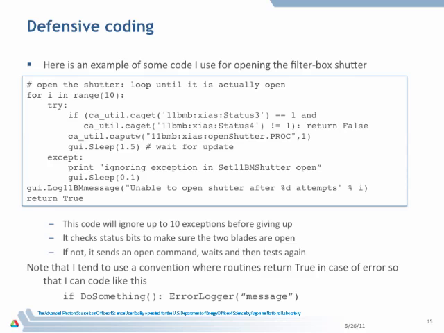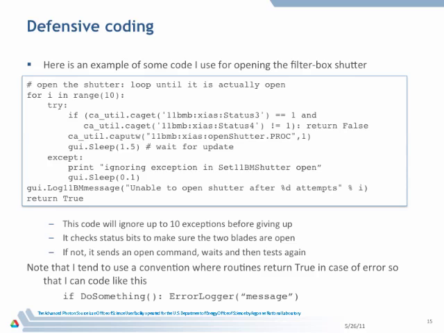Okay? So if all of these things have worked properly, then the except clause isn't going to go, and it's just going to loop again. So then it's going to check the status variable again. And if it's still not open, it's going to do it again. So this thing is going to loop up to 10 times to try to open the filter box. And if it doesn't succeed in opening the filter box, it's going to return true. Okay, we'll talk about why true and false in a moment.